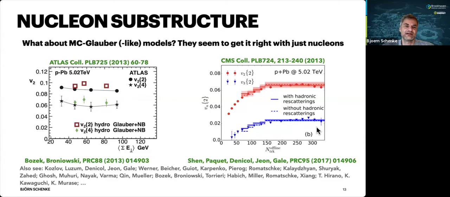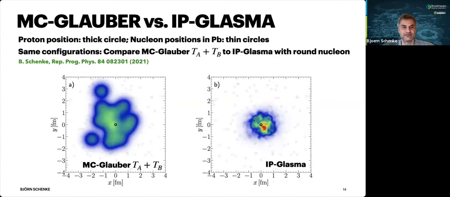So what's the right answer then? Do I need this or do I not? It depends on the model. First of all, how do these models differ? In the Monte Carlo Glauber model, what can be used and what is often used is just the sum of thickness functions, for example. Not necessarily for all of them, but this is just an example of how different this would look compared to the IP-Glasma.